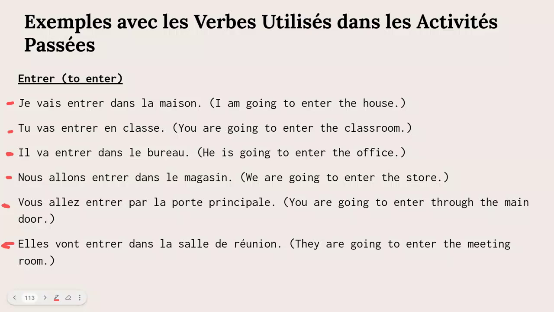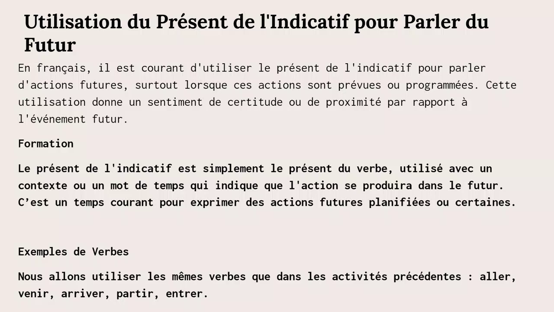Perfect. Good job. All right, so let's see how we can use the present tense to talk about the future. Utilisation du présent de l'indicatif pour parler du futur. So it's possible. Let me show you. En français, il est courant d'utiliser le présent de l'indicatif pour parler d'actions futures, surtout lorsque ces actions sont prévues ou programmées. Cette utilisation donne un sentiment de certitude ou de proximité par rapport à l'événement futur.